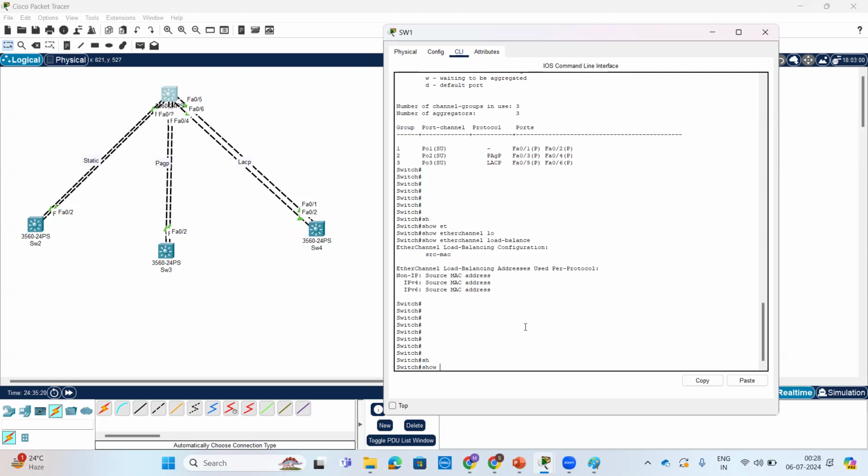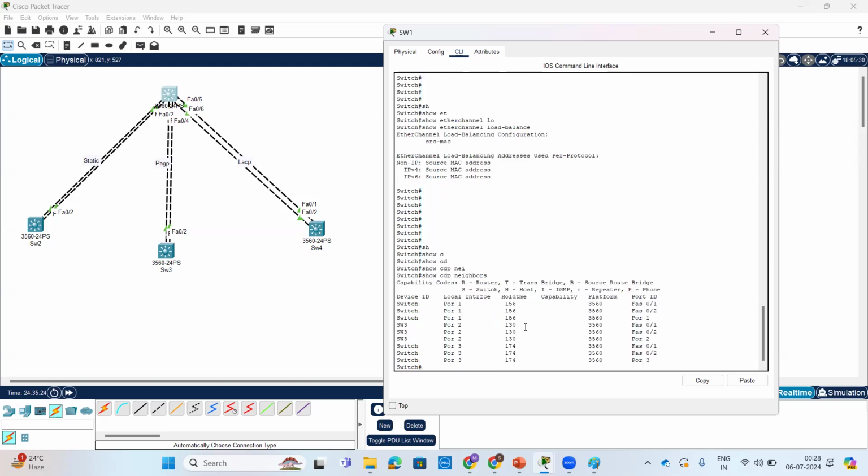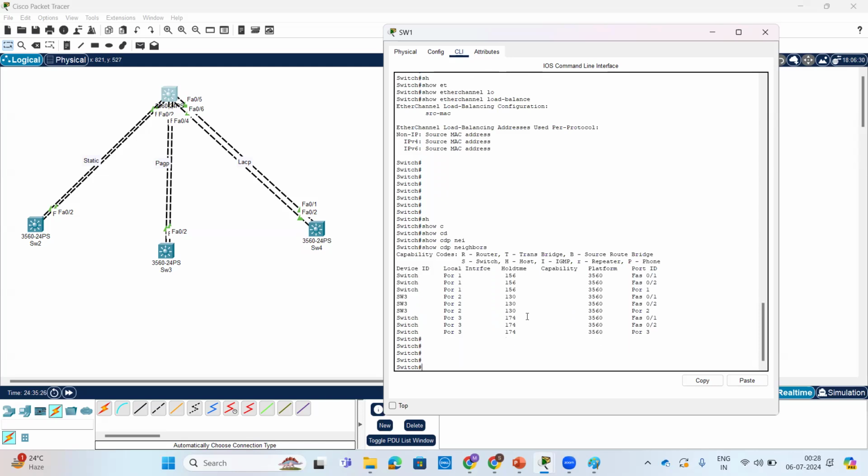And show CDP neighbor. If you want to check the neighbors, these all are the neighbors. Port channel 1, port channel 1, it's a group. Connected interfaces are also shown. Only I have configured this. CDP is Cisco Discovery Protocol. It's a Cisco proprietary protocol. It will verify our neighbors, who all the neighbors are. It's a troubleshooting command.